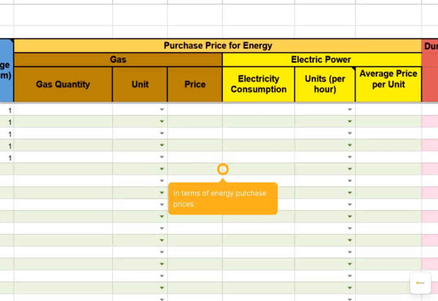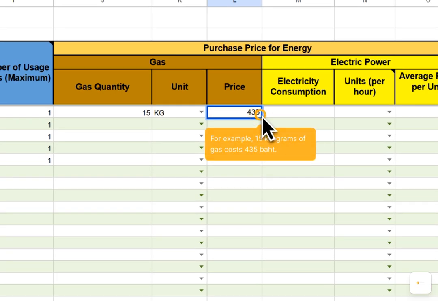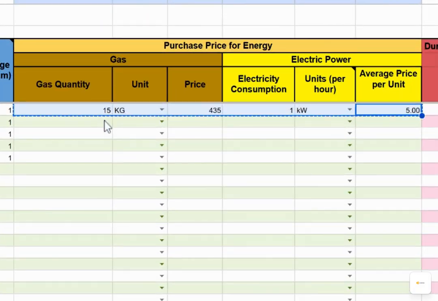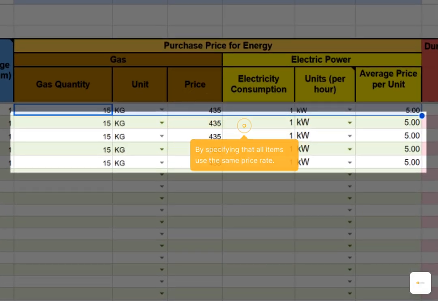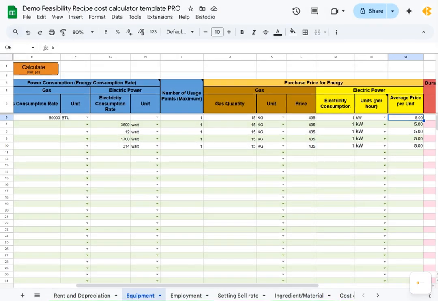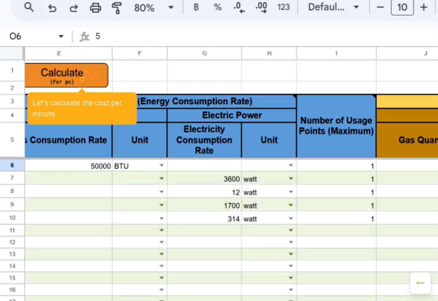In terms of energy purchase prices, for example, 15 kilograms of gas costs 435 baht, and the electricity cost is 5 baht per unit. By specifying that all items use the same price rate, let's calculate the cost per minute.